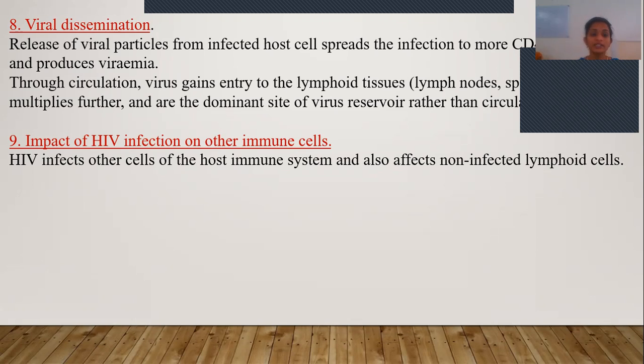And then the impact of HIV infection on other immune cells. HIV not only infects a few cells like CD4 host cells. As it entered into systemic circulation, it will spread to other body parts also and cause destruction. So it mainly affects other immune cells, and non-infected lymphoid cells also.